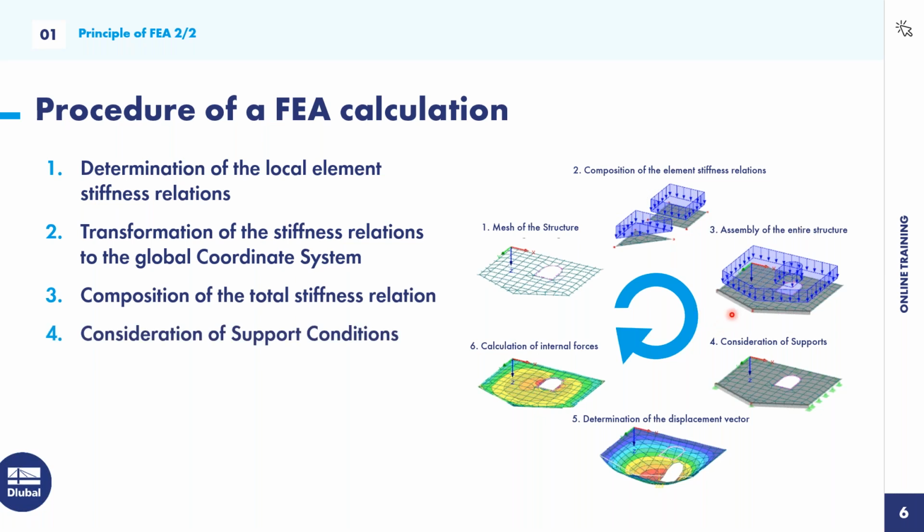Then we also have to consider different supports in order that the structure is stable. So the boundary conditions are very important to define, and normally the boundary conditions are the support conditions. And then, as we said before, the displacement method is the method implemented in the computer programs. So at first we determine the displacement vector, and after that the internal forces like bending moment, shear forces, normal forces, stresses, strains, and so on.